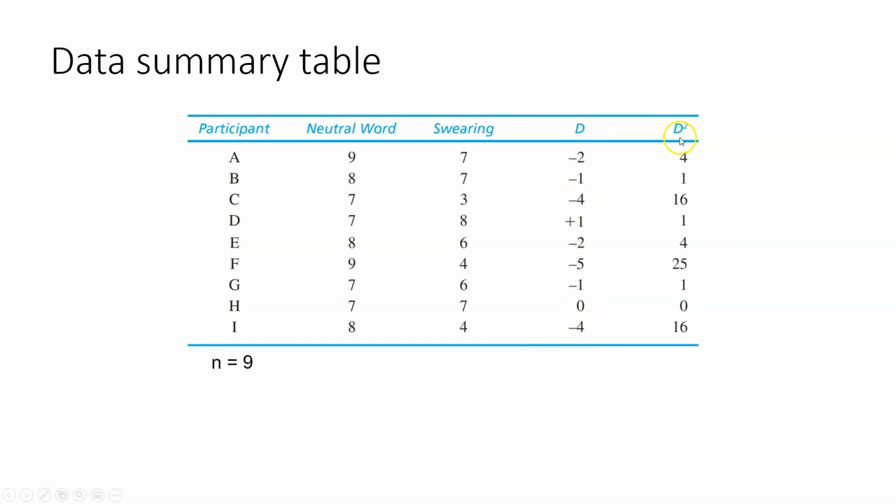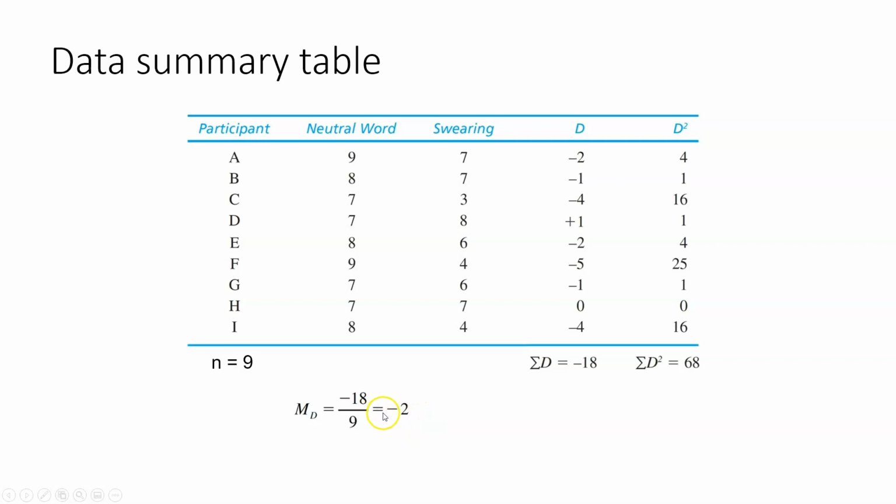We can also square these difference scores because we're going to need them in order to compute our sum of squares in just a minute. So the sum of the D's is negative 18, and the sum of the D squares is 68. If you compute the mean difference, that's taking the sum of all the D's and dividing it by 9. So negative 18 divided by 9 is negative 2.